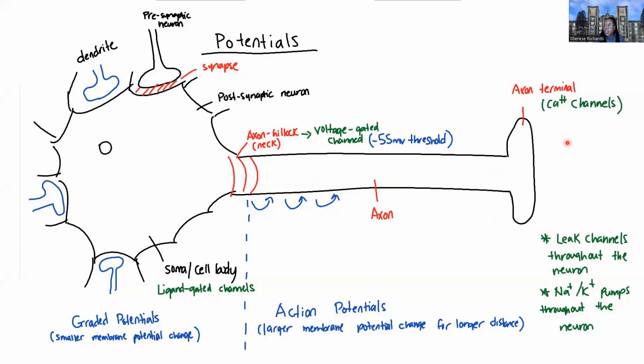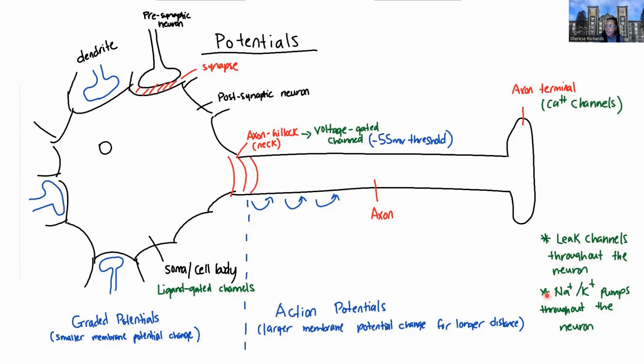Now, as far as the axon terminal, this becomes important when we look at the synaptic transmission. So the details of how the action potential is converted to chemical energy at the synapse. So the calcium channels are important here, voltage-gated calcium channels that will convert the action potential into the exocytosis of the neurotransmitter that is found at the axon terminal.